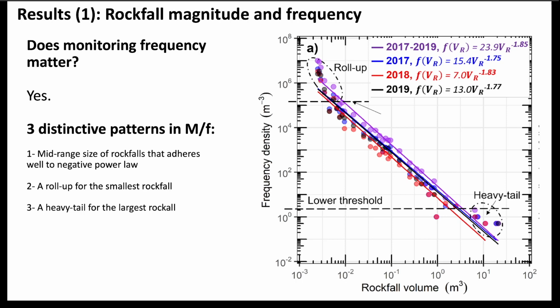We also get a roll-up for the smallest rockfalls, and this is interesting because that's converse to many data sets that are similar but captured at a much lower resolution of monitoring. And that, to me, implies that we've got another process going on here, perhaps the deterioration and crumbling of the cliff face, which we're capturing. And we also have a heavy tail, or a higher frequency of the biggest events that we're monitoring.